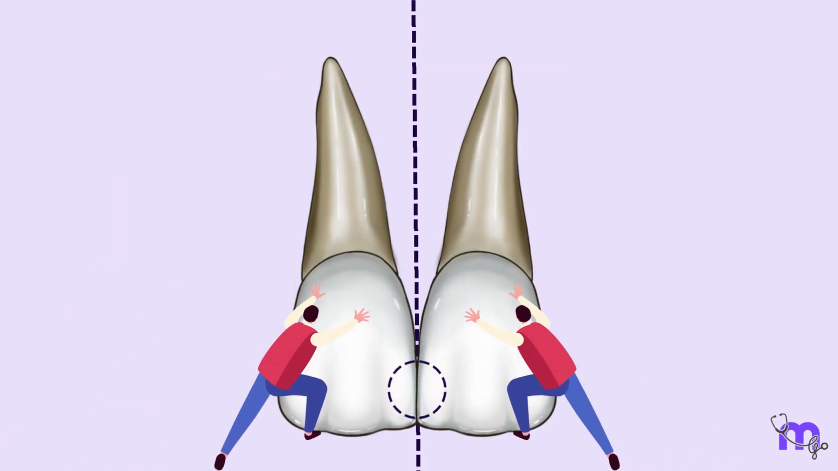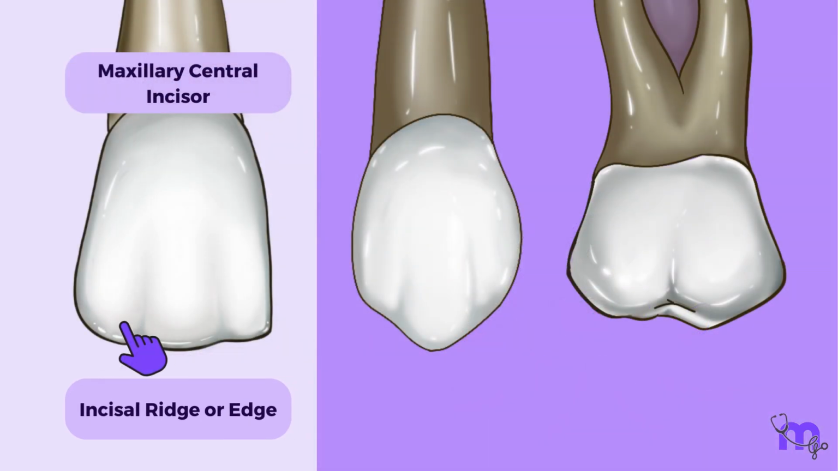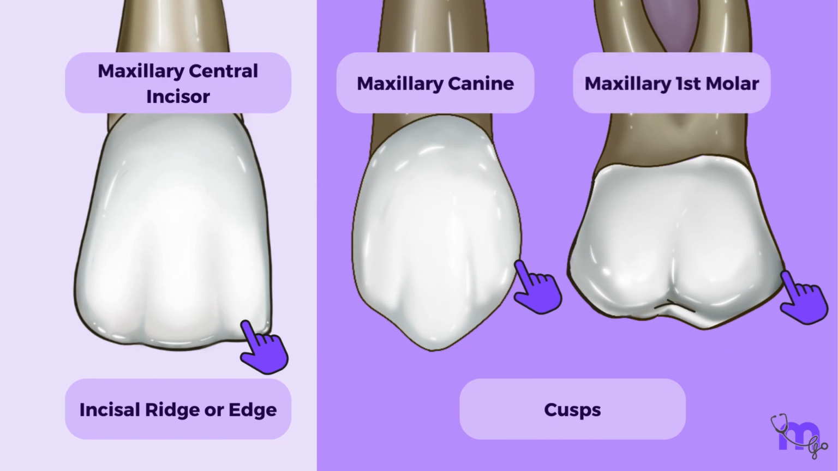Nestled elegantly on either side of the midline within the maxilla, the mesial surface of each tooth is in contact with the mesial surface of the other. These teeth are distinguished by their incisal ridges or edges, in contrast to the cusps present on canines and posterior teeth.